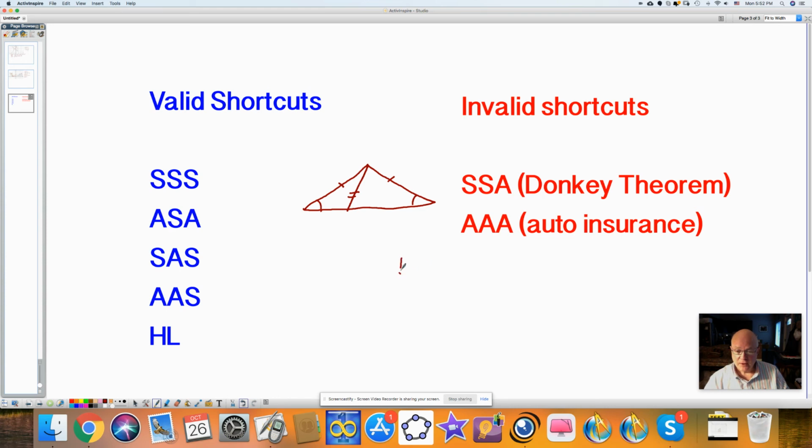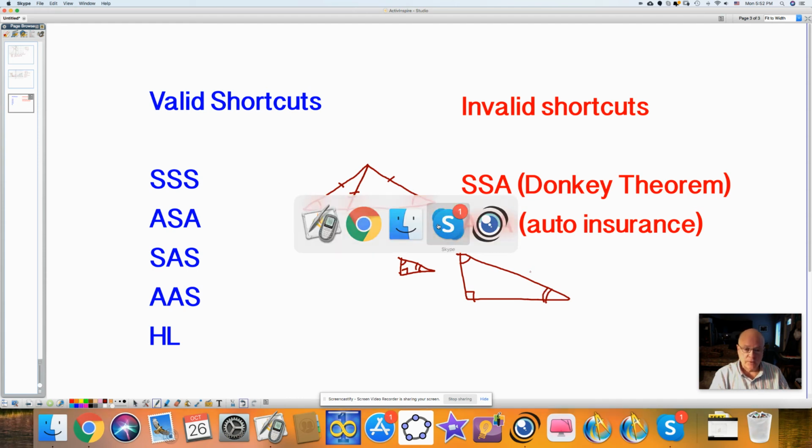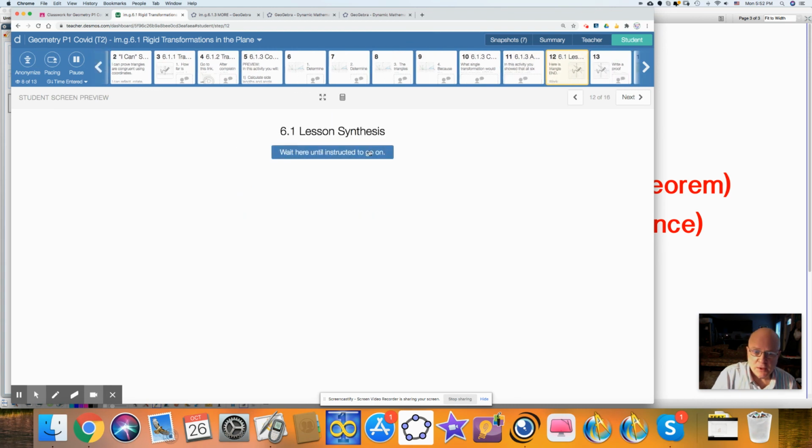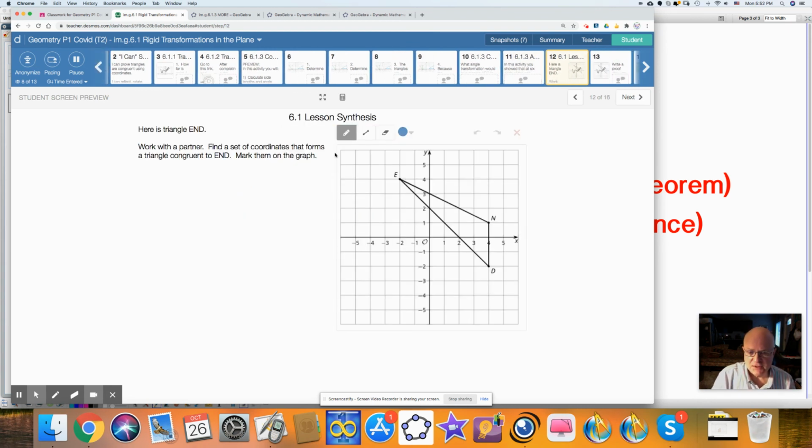If I had angle, angle, angle, here I have a right angle and two other angles. And I could also draw this same triangle like this with the right angle and these two other angles. You can see it's a dilation. It does not mean that they are going to be congruent. So with that in mind, go on to the synthesis of this lesson.